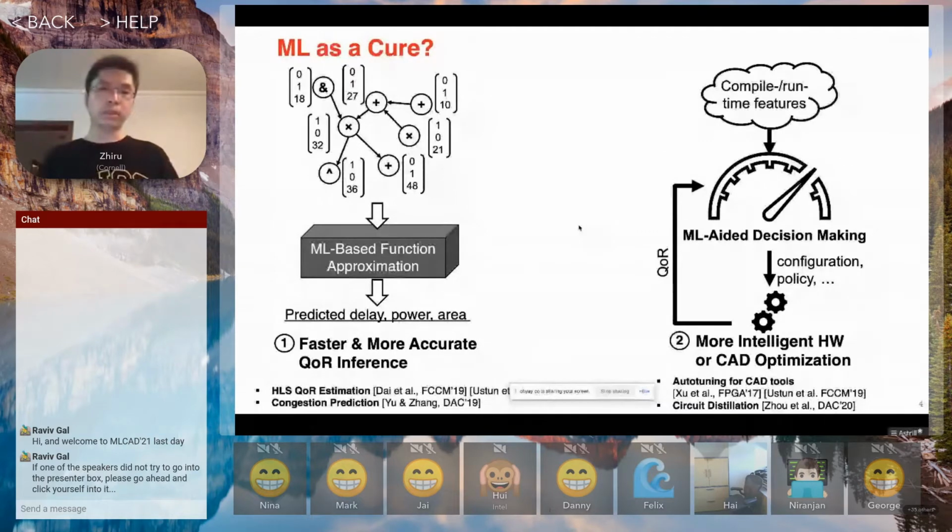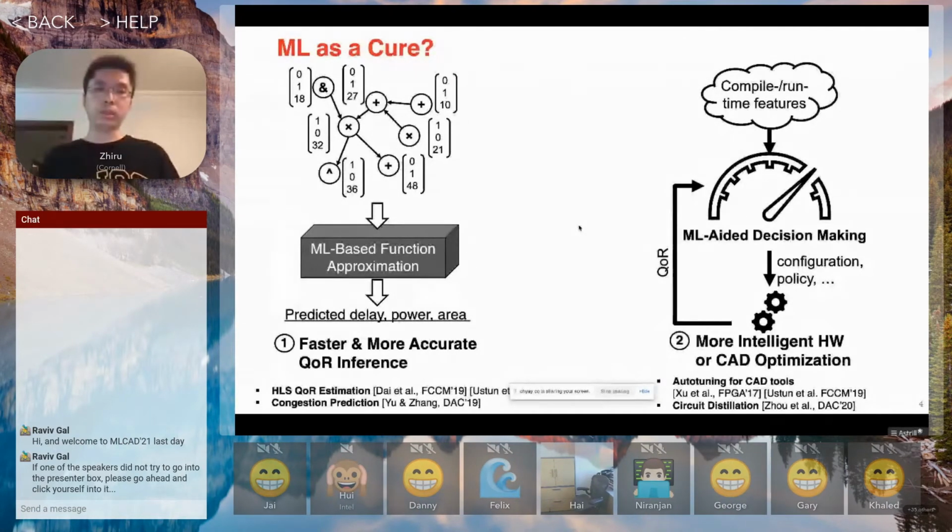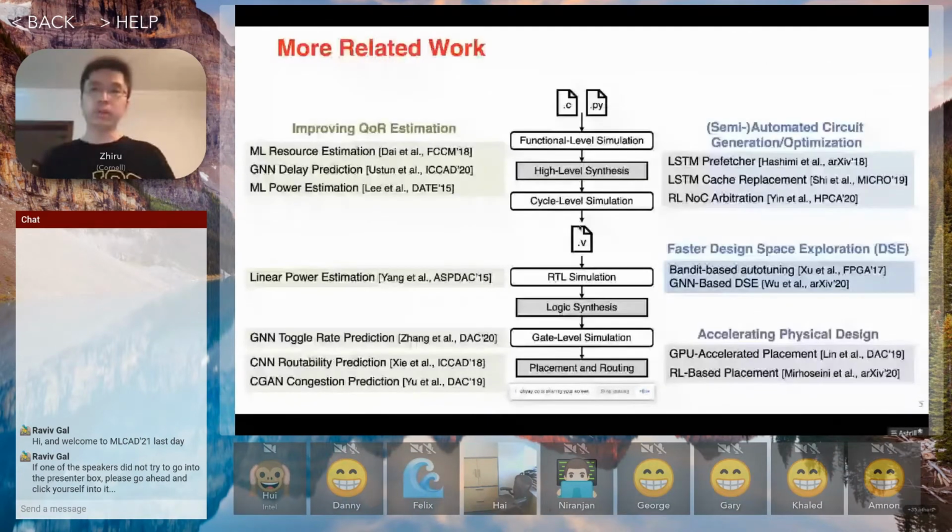And for the second topic, we also make use of ML to do parameter tuning or auto tuning for CAD tools. And we're starting to use ML for circuit synthesis. I'm going to talk about some of this work in more detail. But of course, there is also other related work. This is a fairly active field, with a lot of interesting new work emerging in recent years.